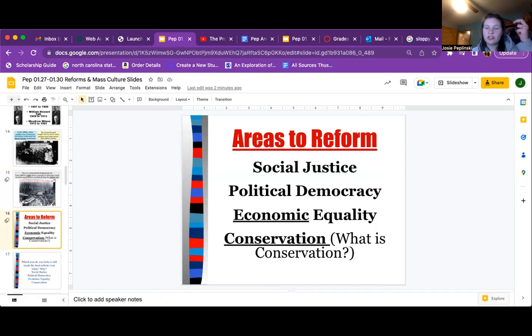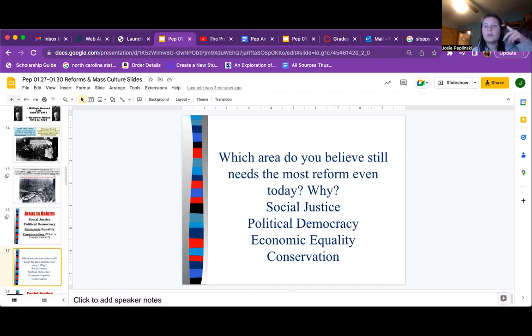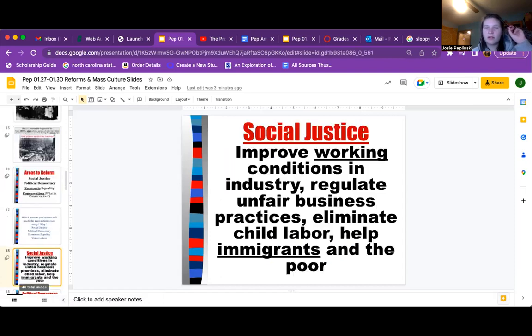What is conservation? What does that word mean? It means like preservation of the environment. Which area do you believe still needs the most reform today and why? Do you think social justice, democracy, economic equality, or conservation? This is an opinion question, so I'll leave us for discussion about that in class.